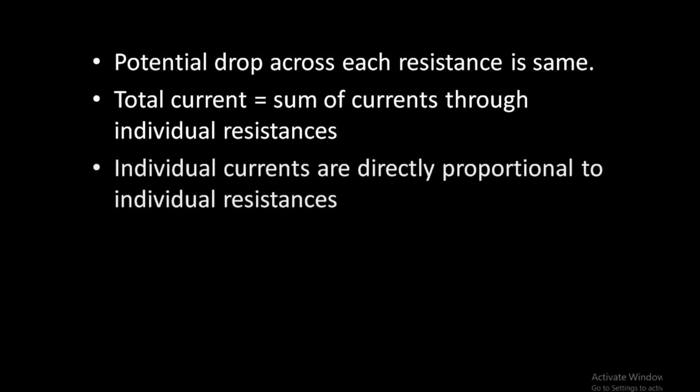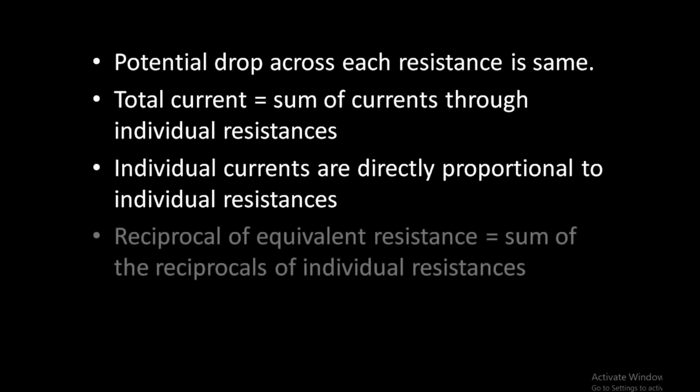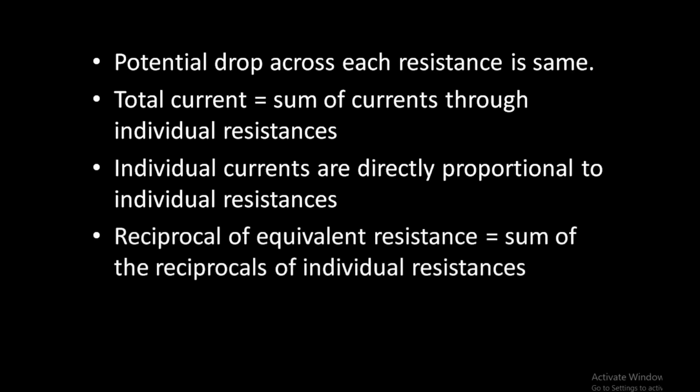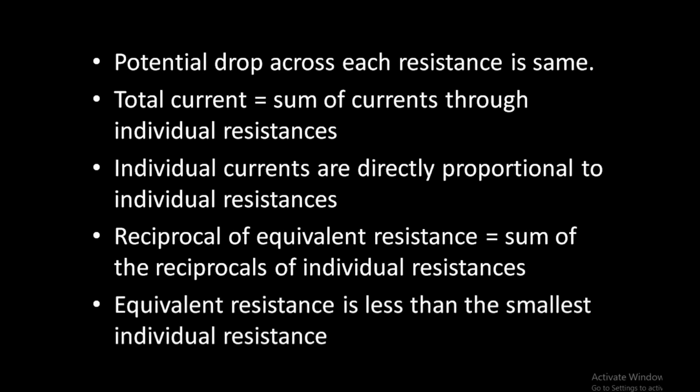Next one is individual currents are inversely proportional to individual resistance. Reciprocal of equivalent resistance is equal to sum of the reciprocal of individual resistance. And at the last, the equivalent resistance is less than the smallest individual resistance. So these are some important points regarding the resistance in parallel combination.